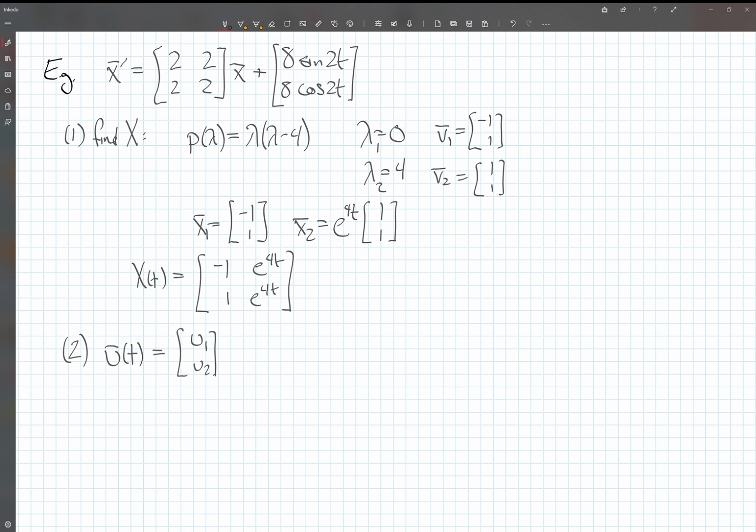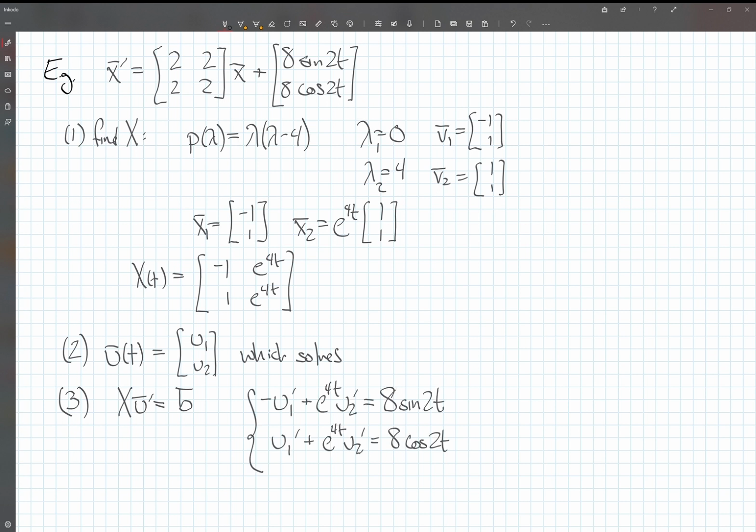We're looking for a multiple u, which should be a vector, u1, u2. That should solve xu prime equals b. Let's go ahead and write down what xu prime equals b means. Now, if you happen to know how to solve that for u1 and u2, be my guest. To me, it looks like that's a coupled system of first-order equations. Doesn't seem like our approach has helped us so far.